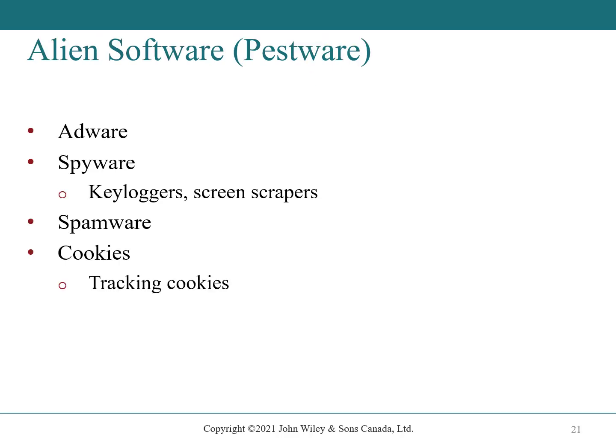Alien software, also known as pestware. There is adware, spyware, which include keyloggers and screen scrapers, spamware, and cookies, which are tracking cookies. Alien software itself is clandestine software that's installed on your computer through duplicitous methods. In other words, you're tricked into putting it on there. Sometimes you'll download something and there will be an auto install function and you will just have to hit I agree, often mindlessly going through the installation process. It'll ask you if it's all right to install such and such a software. So that is alien software.